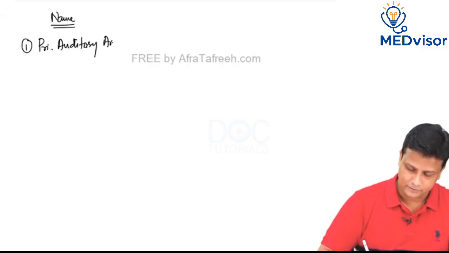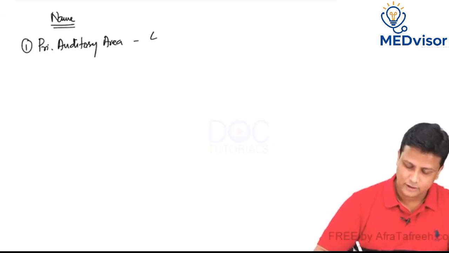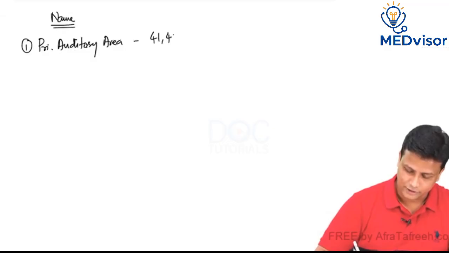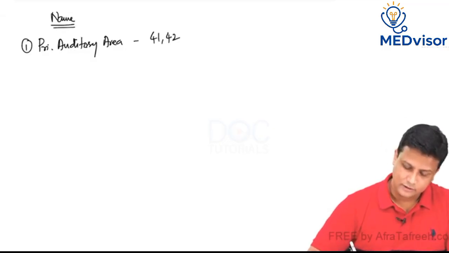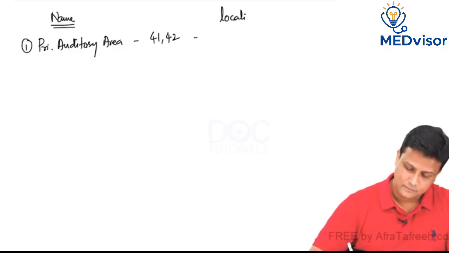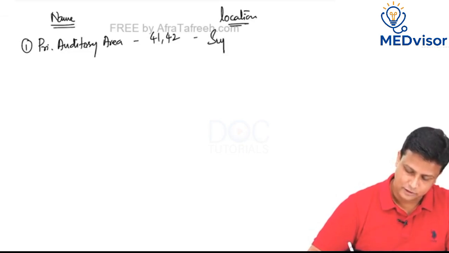Primary auditory area. Now what is the number of the primary auditory area? Area number 41 and area number 42. What is the location of that one? Remember, it's located in the superior temporal gyrus.